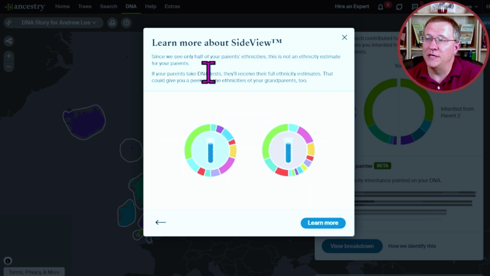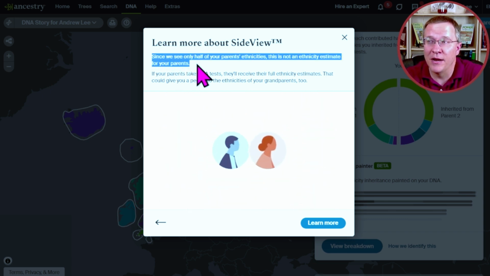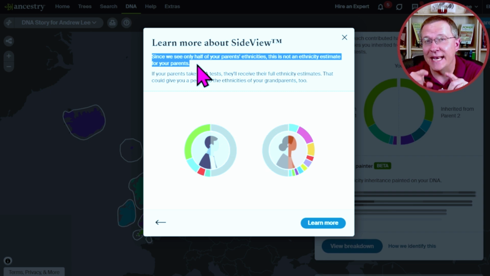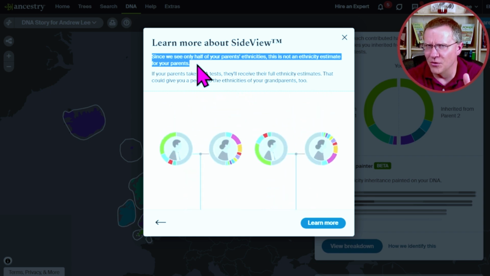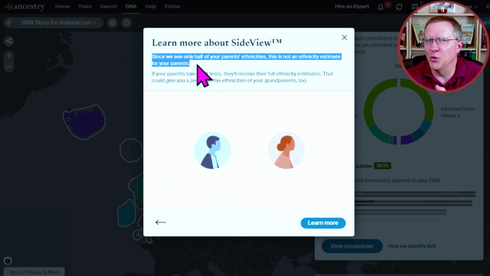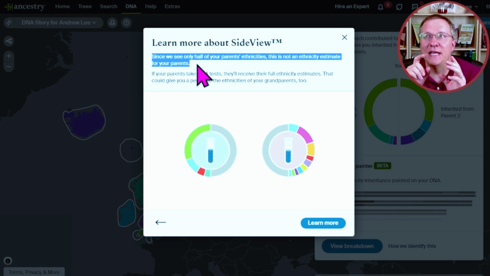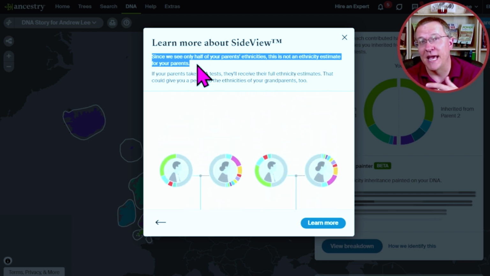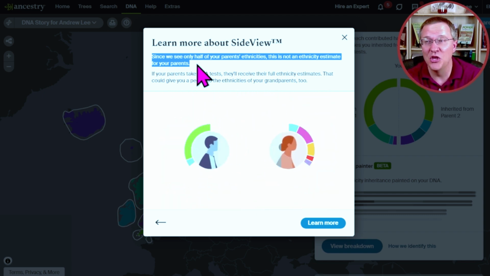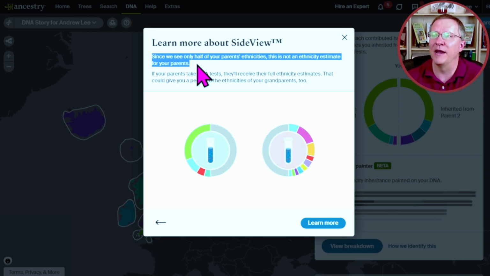This is another key point here. We only see half of your parents' ethnicity. And that is because you only inherit half of your parents' DNA. So these results are not a full example of what your parents have. It is a representation of half of what your parents have. Now, if you happen to have several siblings who have tested as well, you might be able to combine those results to actually see what your parents have.